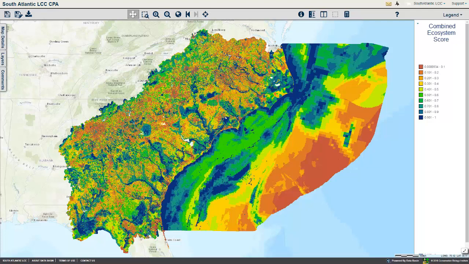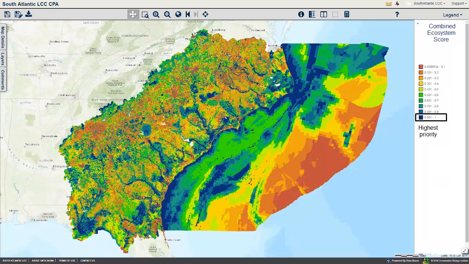Roughly speaking, all the green and blue pixels are above average and make it into the final blueprint. The blueprint itself covers 50% of the South Atlantic geography. We reserve 5% of the total area for corridors, so that means the best 45% of the zonation output for each ecosystem makes the cut.